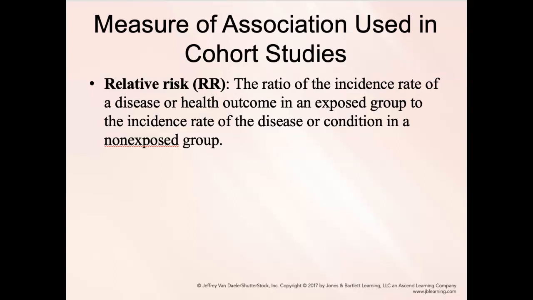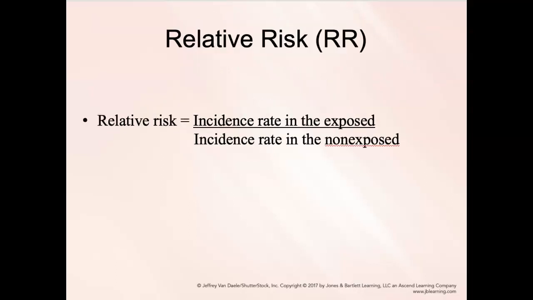This is basically a fraction. It just looks at the incidence rate in the exposed group and it compares it to the incidence rate in the unexposed group. So in a relative risk, we are literally just taking the incidence rate in the exposed and we are comparing it to the incidence rate in the unexposed.